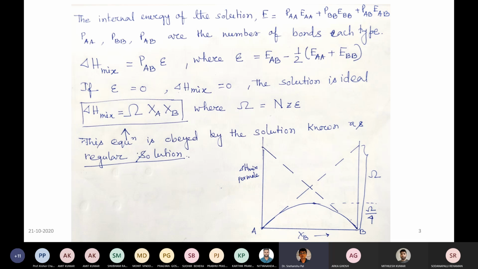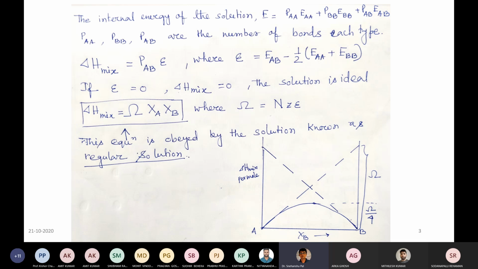Whereas if epsilon is greater than 0, the reverse condition, then what will happen? The number of AB bonds will tend to be less, and in a random solution, complete randomness will be lost. So certain pure A bonds will be preferred, sometimes BB bonds will be preferred. So this is a very important concept. What is epsilon? It is the difference between the AB bond energy and the average of the AA and BB bond energies. It is very vital to understand which kind of bond formation will prevail in a solid solution. It's very important.